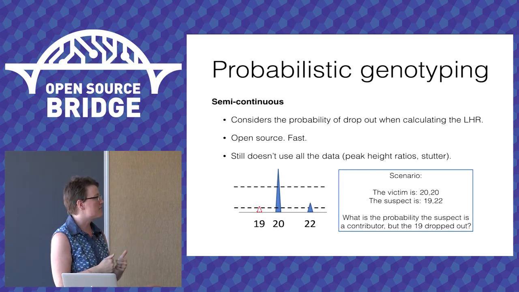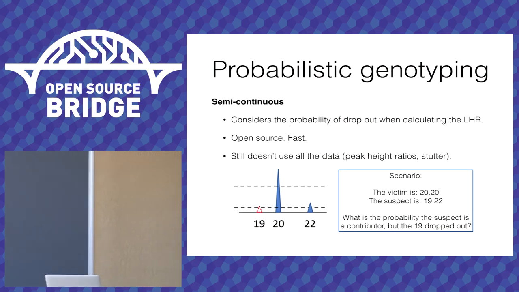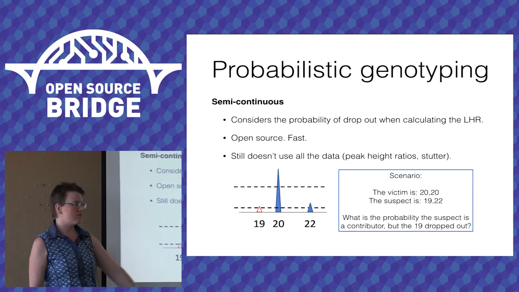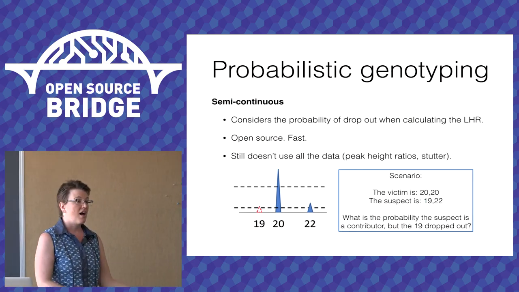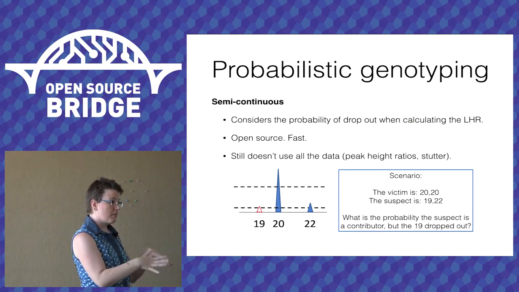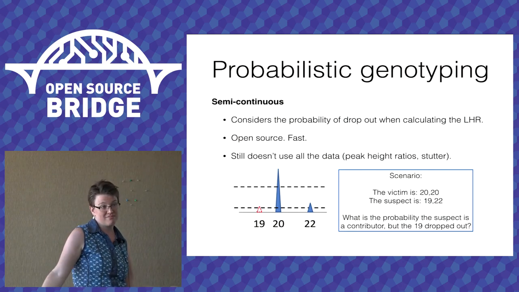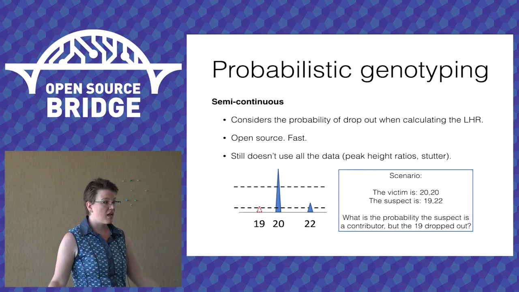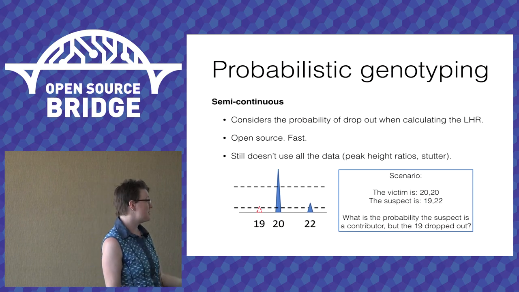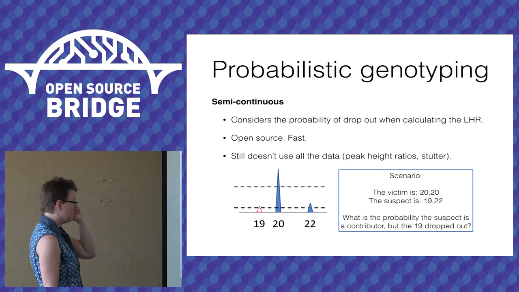Okay, semi-continuous models consider the probability of dropout. So, yay, I've got my data, I've got a big old 20 peak, I've got a little 22 peak. What are the odds that there's a baby peak I'm missing? I can determine that before I test the evidence. I can do validation studies and run a bunch of weak samples and say like 2% of the time, a bit of DNA drops out. So factor that into all my calculations. 2% of the time, the data drops out. So if it's not there, there's a slim but not zero chance that I'm just missing some data.